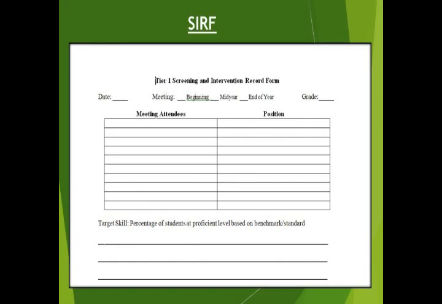So for Tier 1, the record form, we have the date of our meeting, we have whether it's the beginning, middle, end of the year, and the grade level involved. We want to make sure all attendees are listed and their position. And then we take a look at our target skill, the percentage of students at proficient level based on the benchmark standard. So that kind of information could be found in the histogram that we looked at a moment ago.